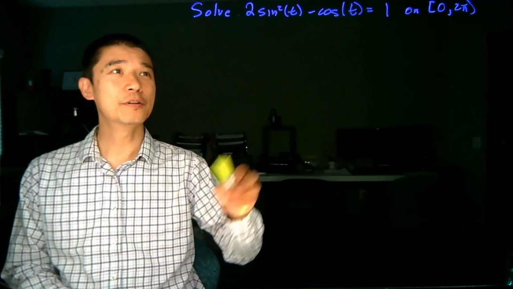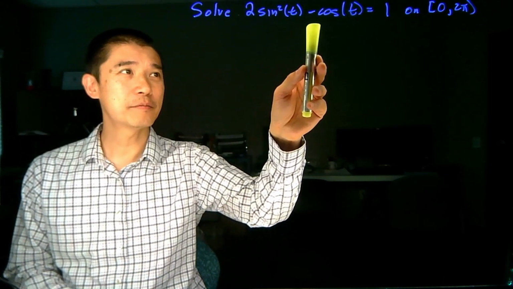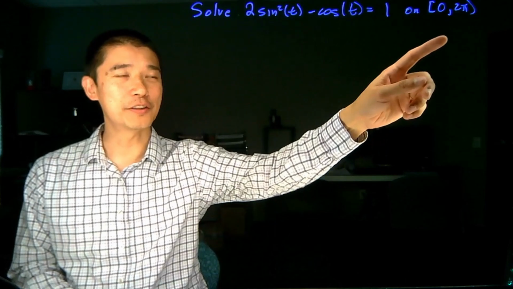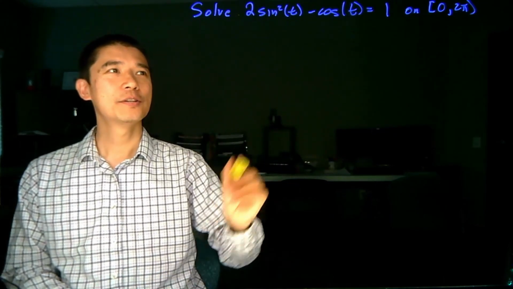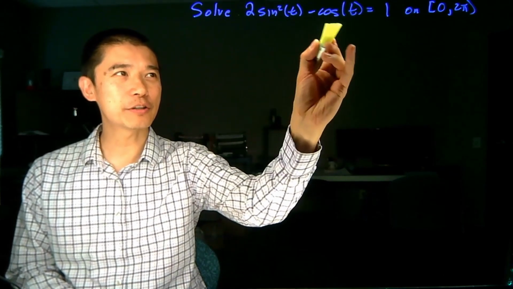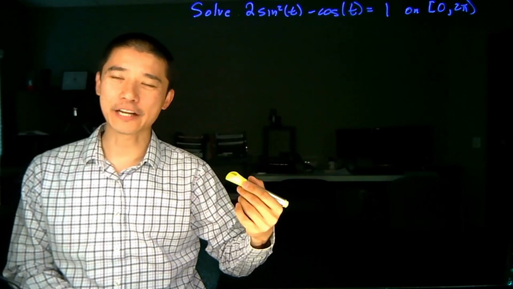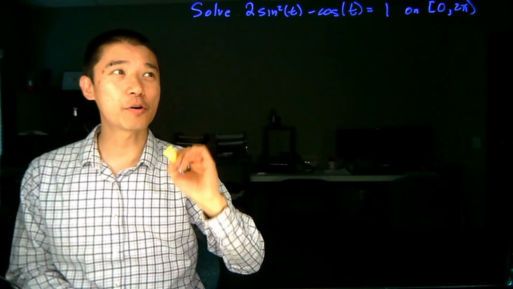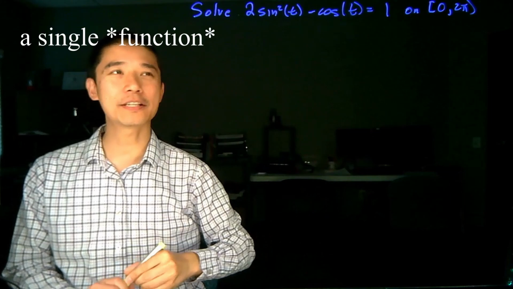Here's an example. Solve 2 sine squared t minus cosine t equals 1 on the interval from 0 to 2 pi. We can see we have a mixture of sine squared and a cosine, and using a Pythagorean identity, we can replace the sine squared with a cosine squared. That will get everything down to a single variable.